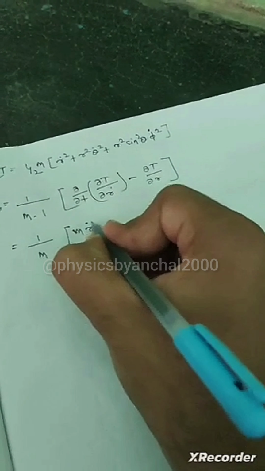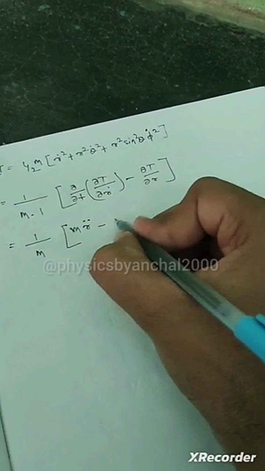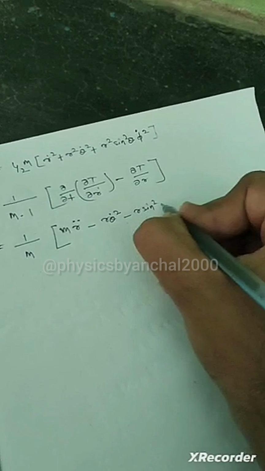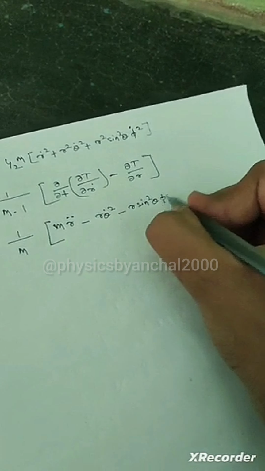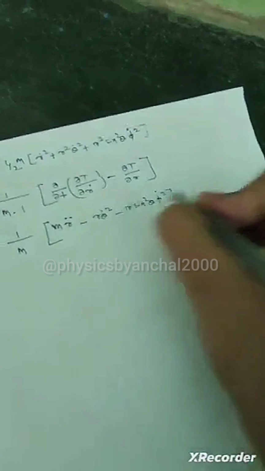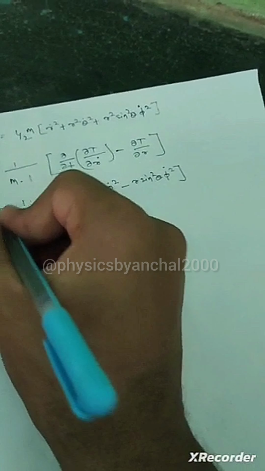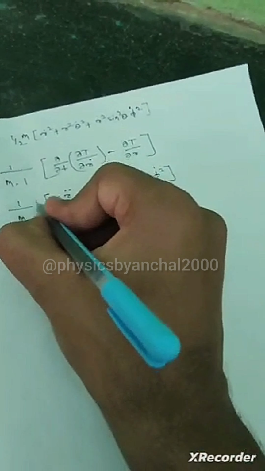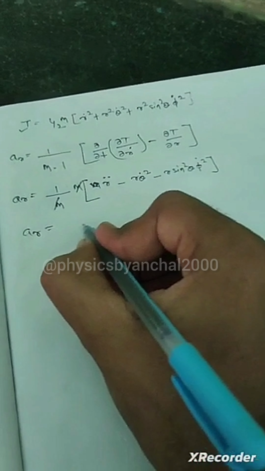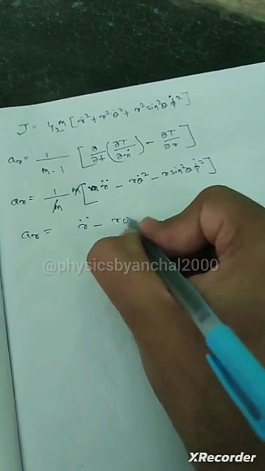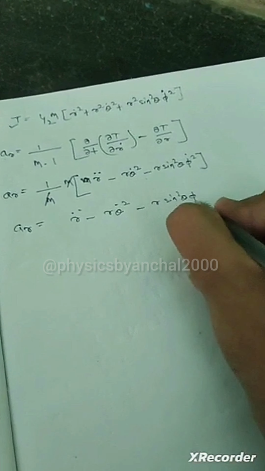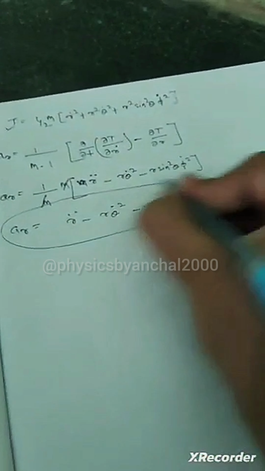This is m(r double dot minus r theta dot square minus r sin square theta phi dot square). Just put the value of T and differentiate with respect to r dot, and you will get this. And this is the radial component of acceleration, that is a_r is equal to r double dot minus r theta dot square minus r sin square theta phi dot square.